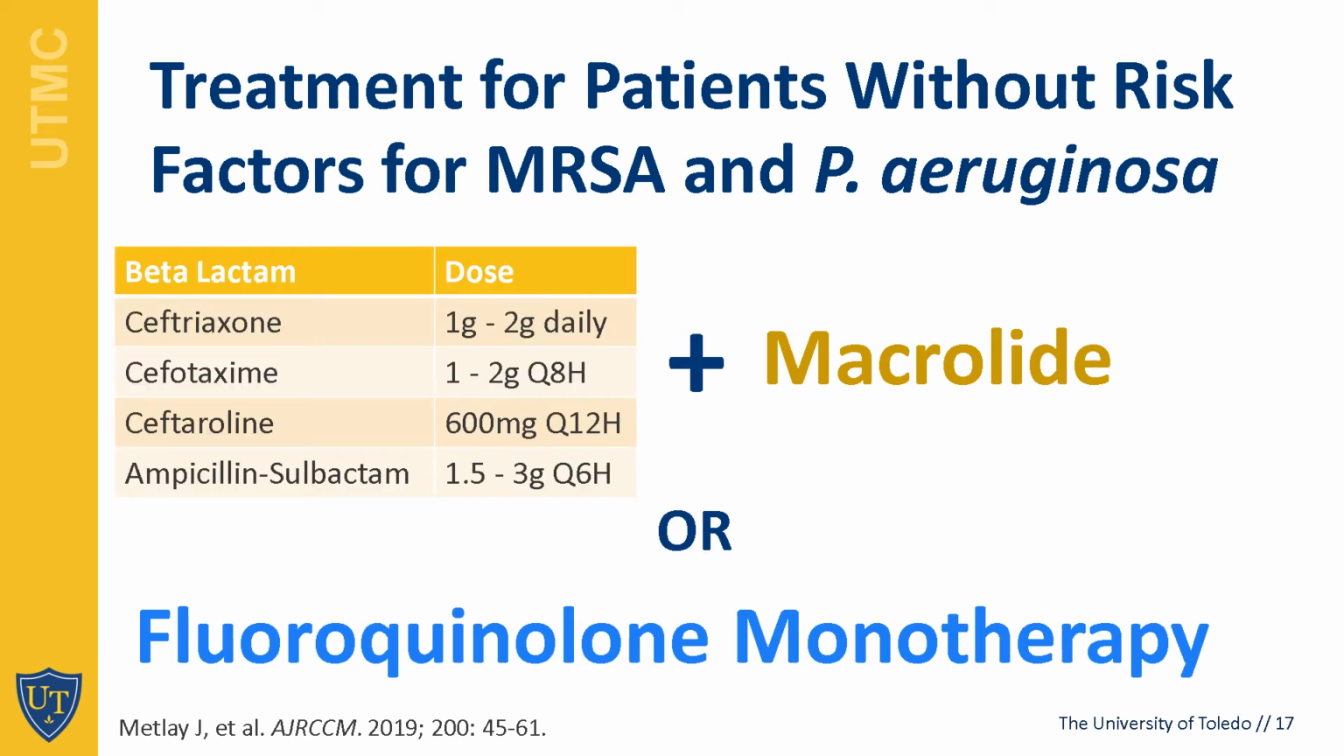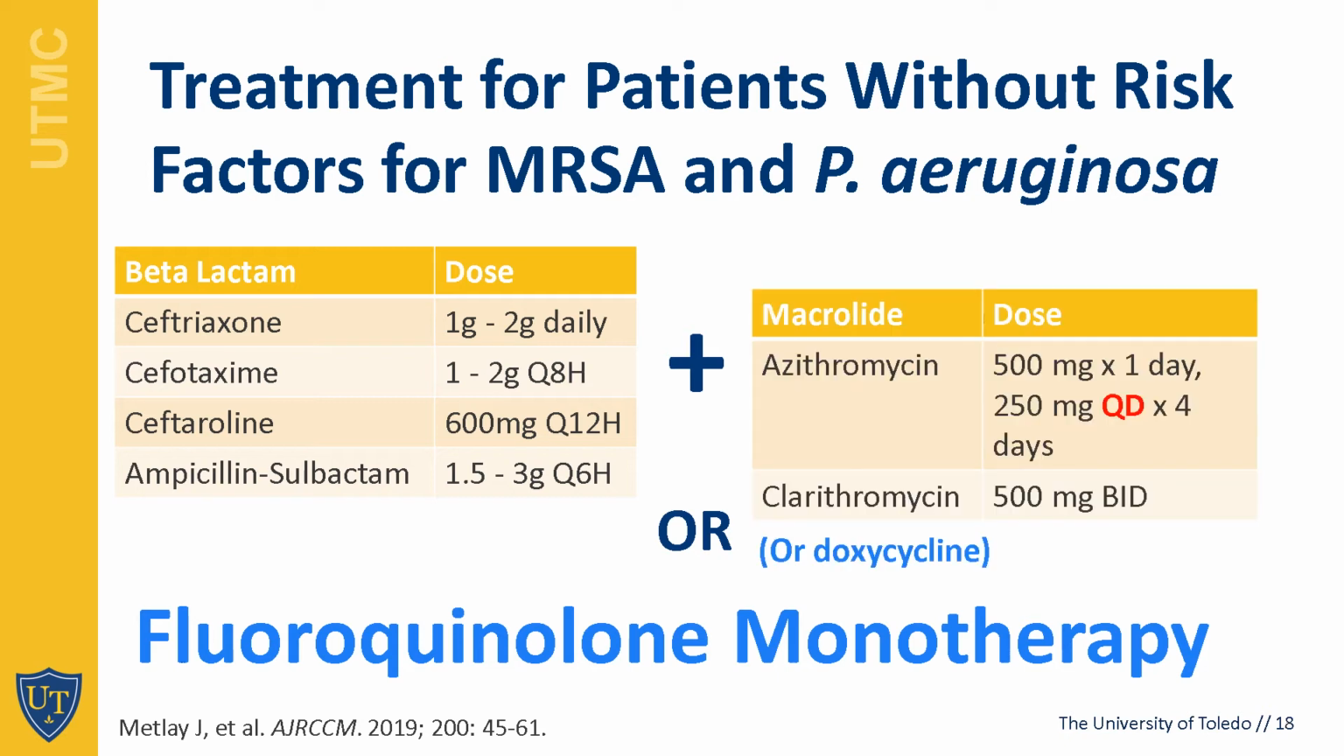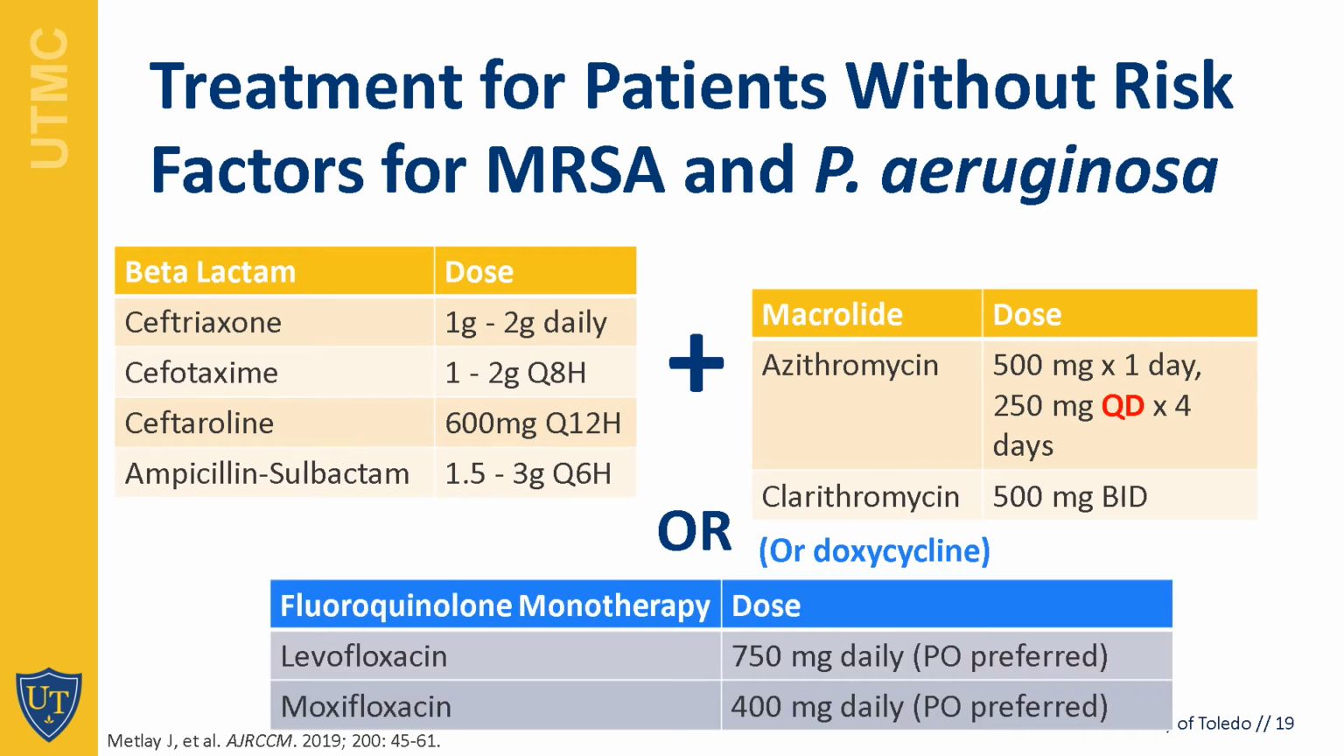For beta-lactams, I have the options listed here in the recommended doses. Here are the macrolides, azithromycin or clarithromycin. If a patient has a macrolide allergy, we can use doxycycline and we'll get our atypical coverage there. Here are fluoroquinolones. We, of course, have to use the respiratory fluoroquinolones because those are the ones that will cover the pathogens.